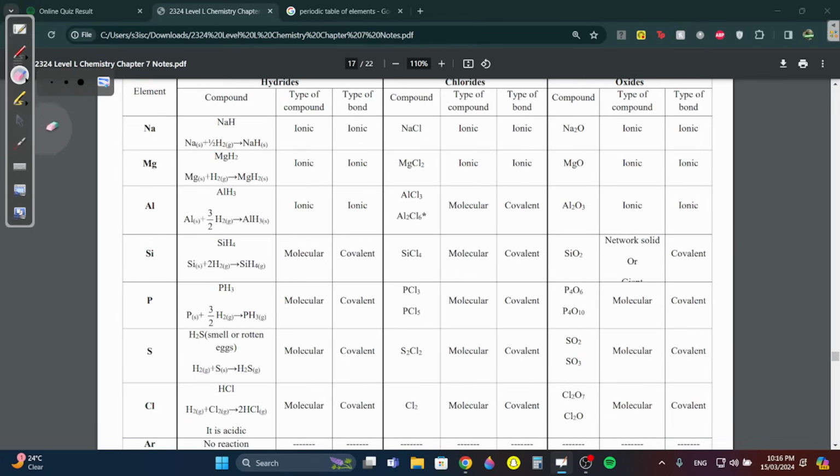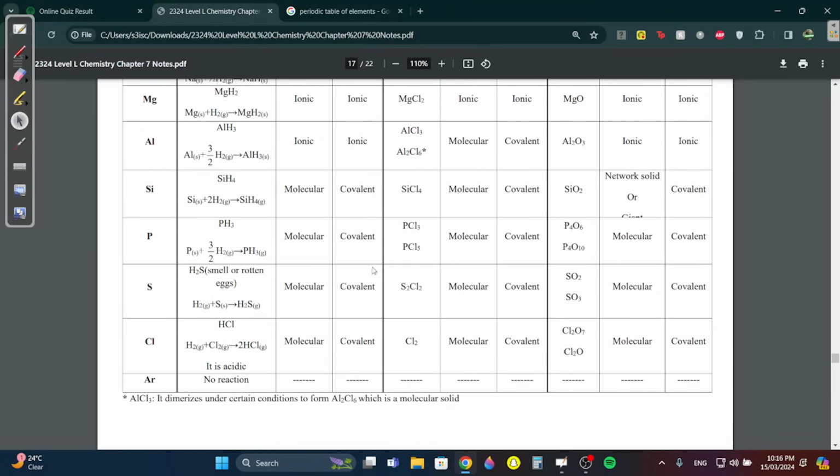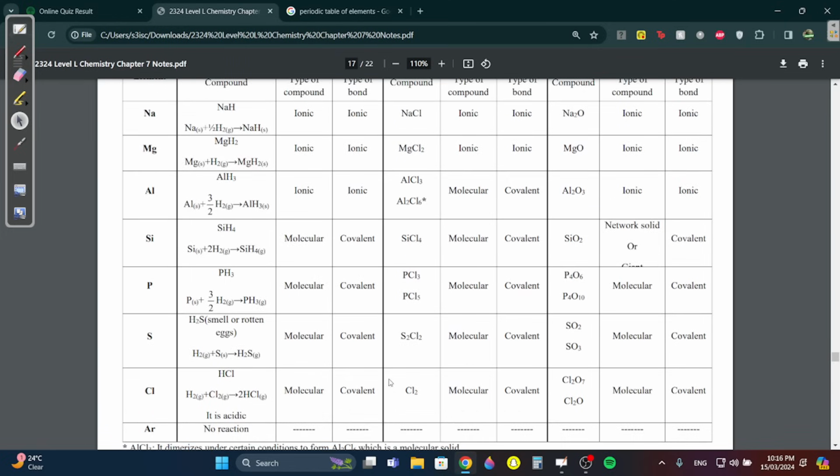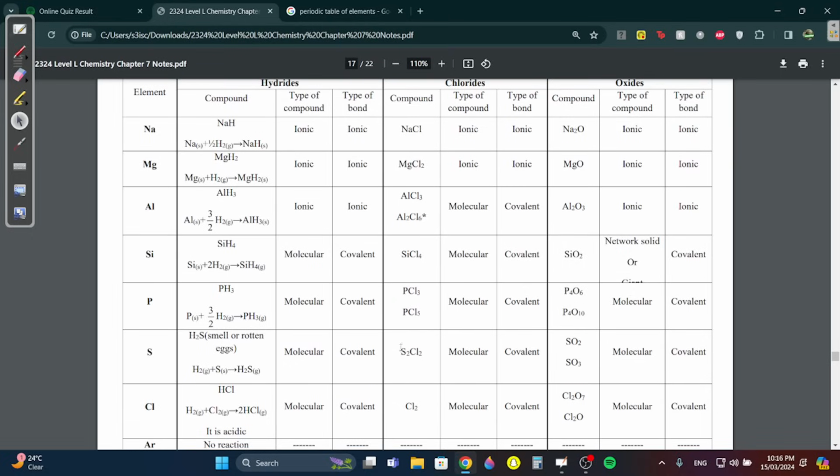There's a chance they could write for you Al2Cl6 and it will still be correct, as they say here, because AlCl3 dimerizes under certain conditions to form Al2Cl6. Dimerizes means it just changes form. So sometimes AlCl3 might change its form into Al2Cl6. This is pretty straightforward, except the bond. The compound is molecular and the bond is covalent, because it's just an exception. There's no because. It's just an exception.